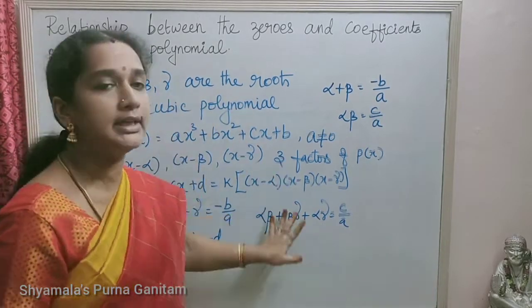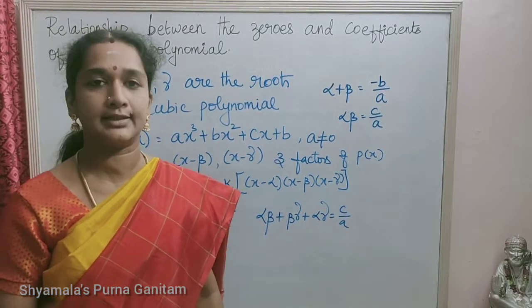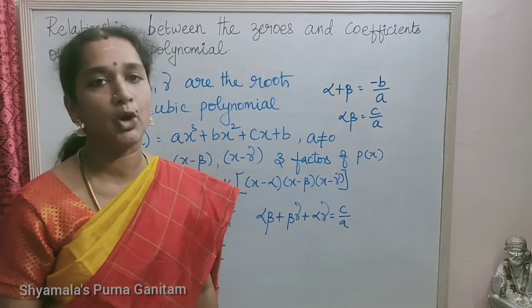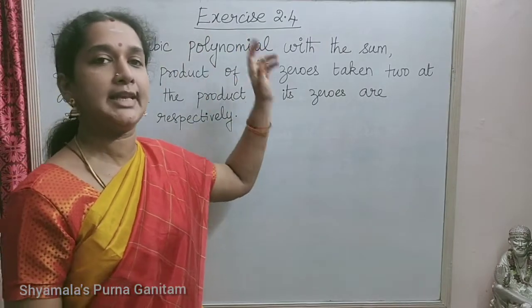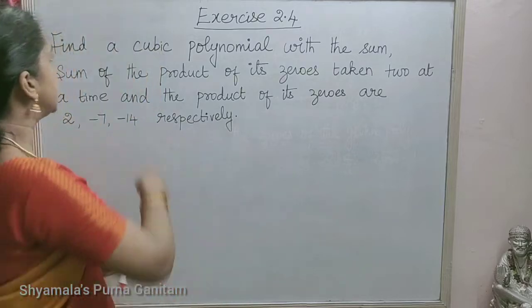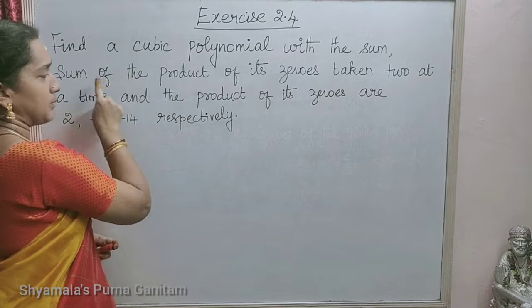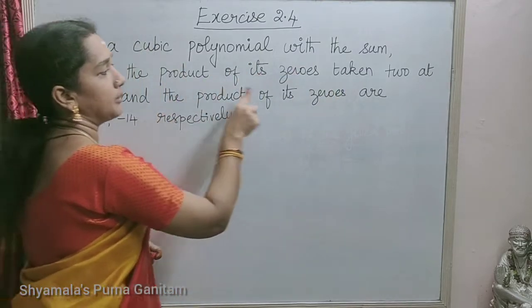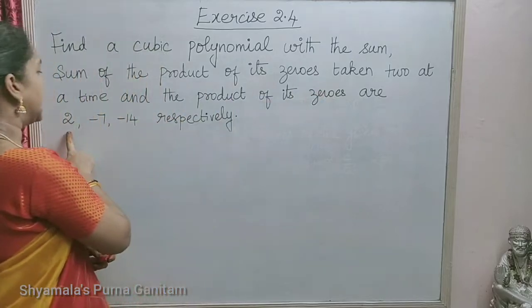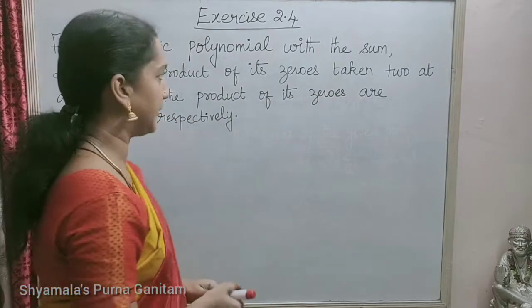Based on these relationships, we will be doing a few sums in the optional exercise, that is exercise 2.4. Find the cubic polynomial with the sum, the sum of the product of the zeros taken 2 at a time, and the product of the zeros being 2, minus 7, minus 14 respectively.